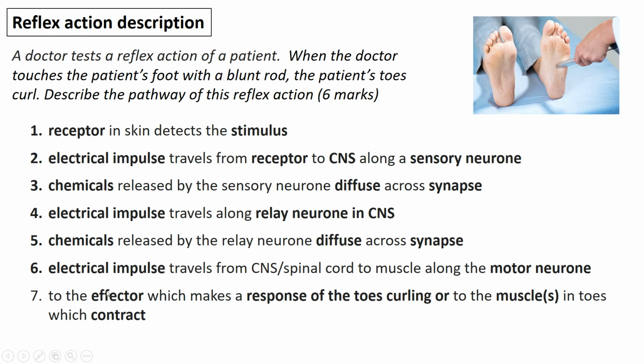And this makes the electrical impulse travel from the central nervous system or the spinal cord to the muscle along the motor neuron. This goes to the effector, which makes the response of the toes curling, or to the muscles in the toes, which then contract. You can say either of those things. So that's a summary of the level of detail that you need to know in order to describe a reflex action.